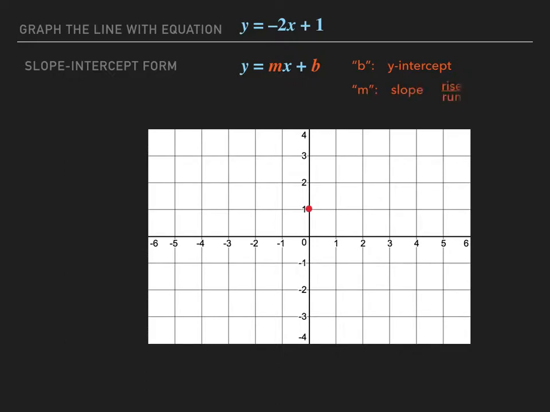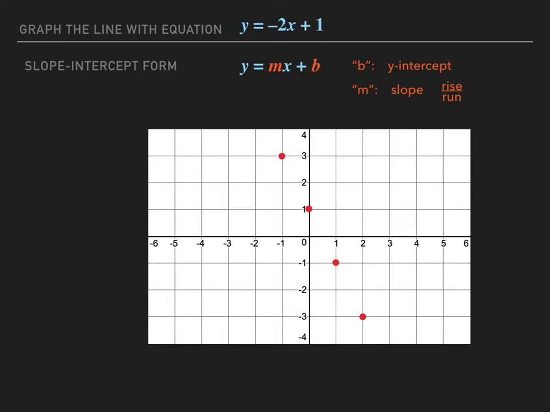M is the slope, which is the measure of the steepness of a line. We think about slope as rise over run. In this case, our slope is -2, which can be thought of as -2 over 1. So from my y-intercept, let's drop down 2 and to the right 1. And we'll continue that pattern. We can also go up 2 and to the left 1.